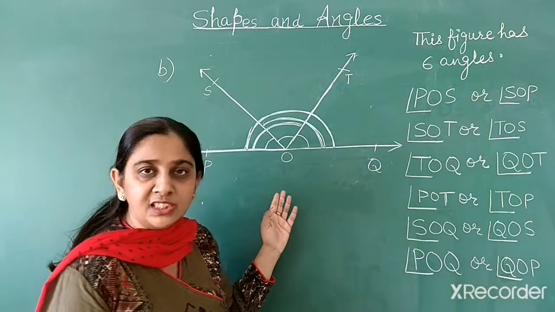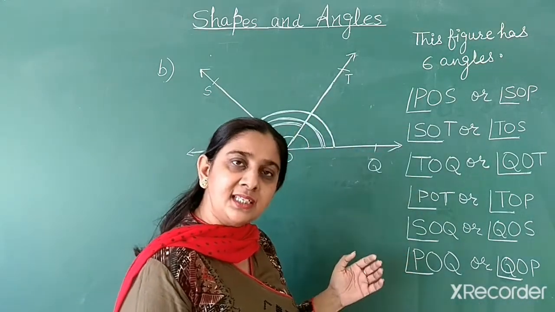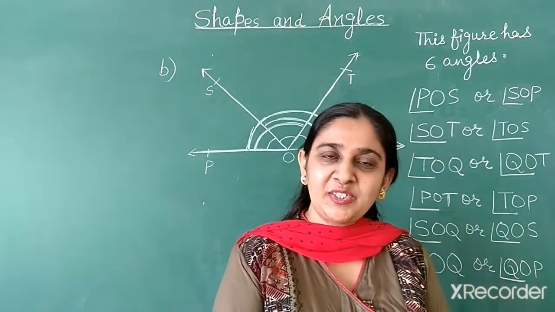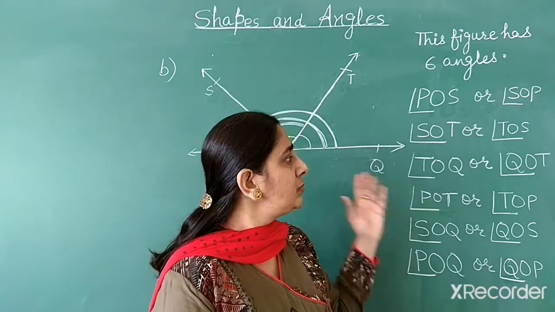So in this way, children, this figure has 6 angles, and we have written all the names of the 6 angles here. Now children, in this way, I hope you have understood how to write the names of all angles in a given figure.